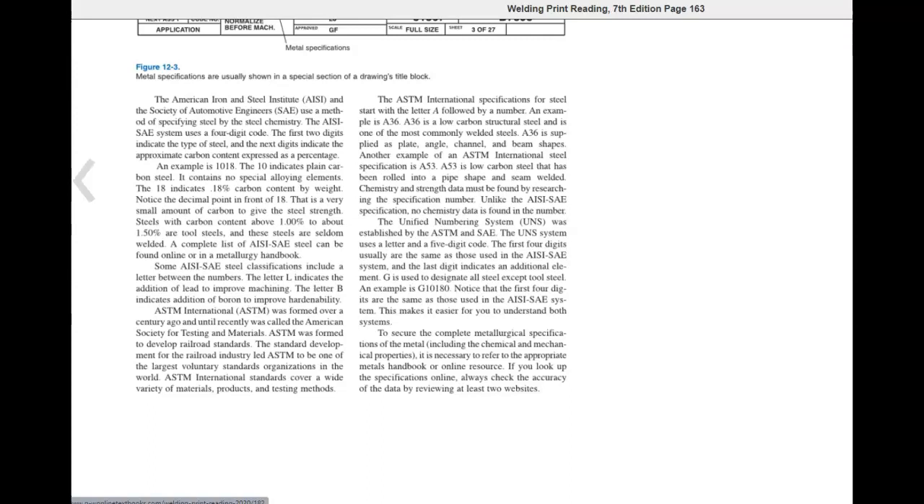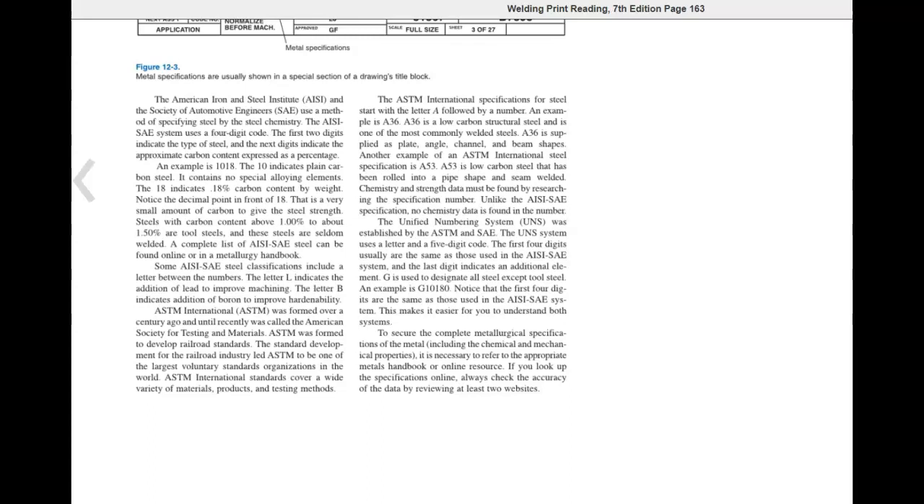An example is A36. A36 is a low-carbon structural steel and is one of the most commonly welded steels. A36 is supplied as plate, angle, channel, and beam shape. Another example of ASTM International steel specification is A53. A53 is a low-carbon steel that has been rolled into a pipe shape and seam welded. Chemistry and strength data must be found by researching the specification number. Unlike the AISI SAE specification, no chemistry data is found in the number.